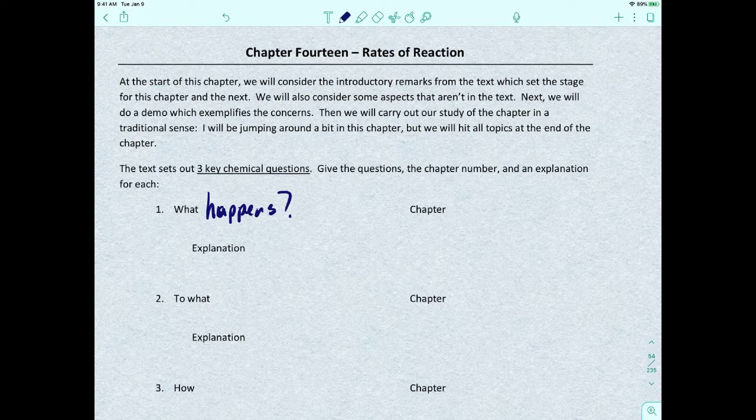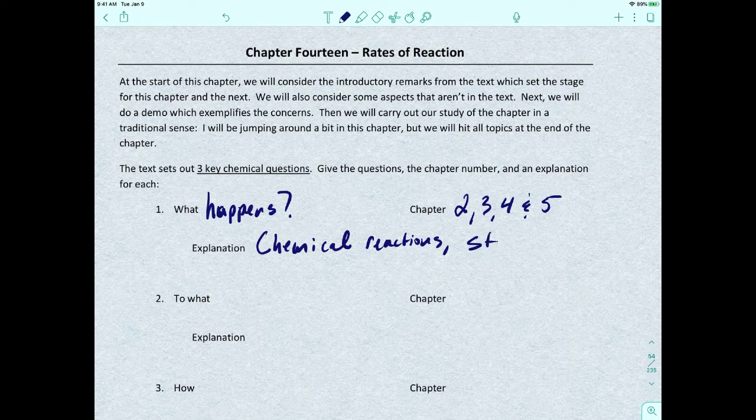One of the questions is, what happens during a process? In order to answer that, that was the basis of everything that we talked about at the very beginning of general chemistry. For us, in interactive general chemistry, that was pretty much chapters 2, 3, 4, and 5, where we wanted to know how a chemical reaction works. We also talked about stoichiometry. So, to explain what happens, we studied chemical reactions, and we also looked at stoichiometry.